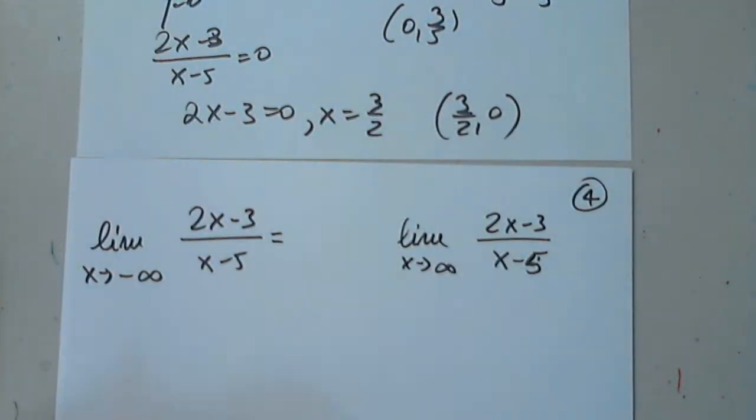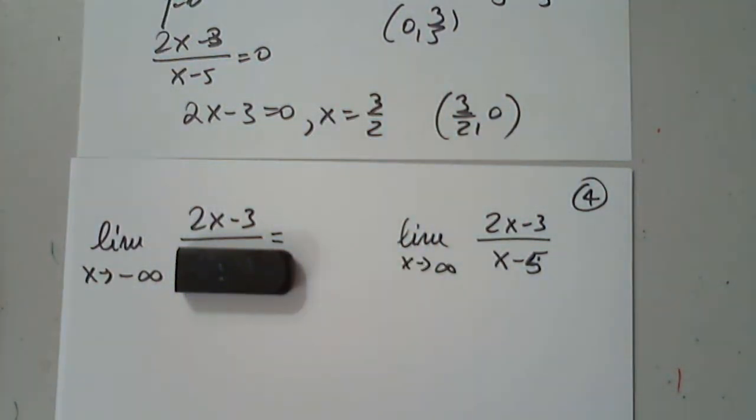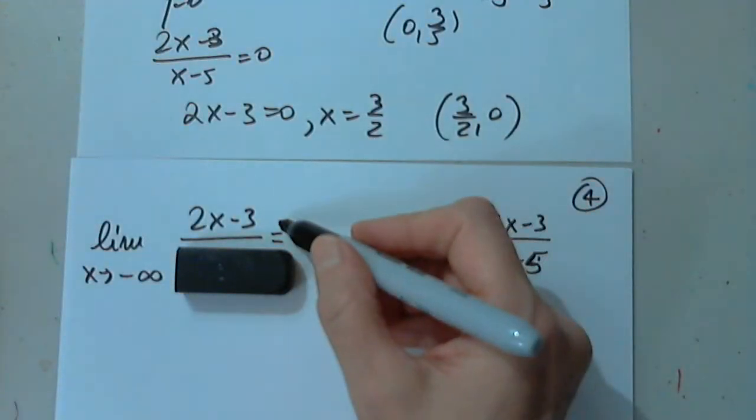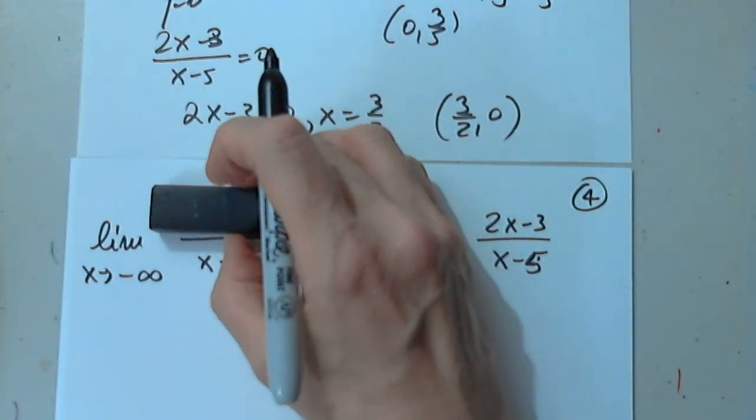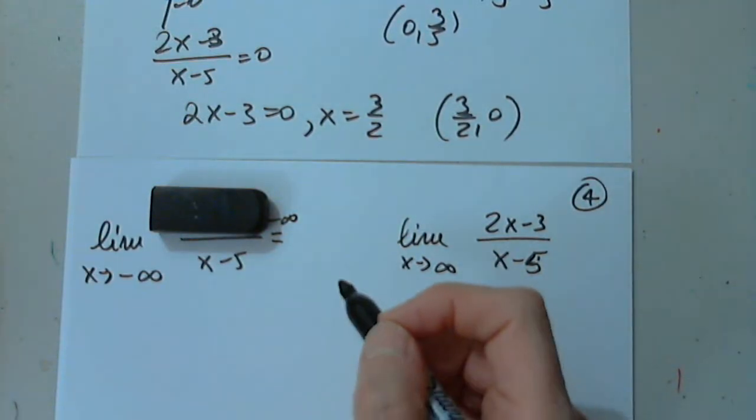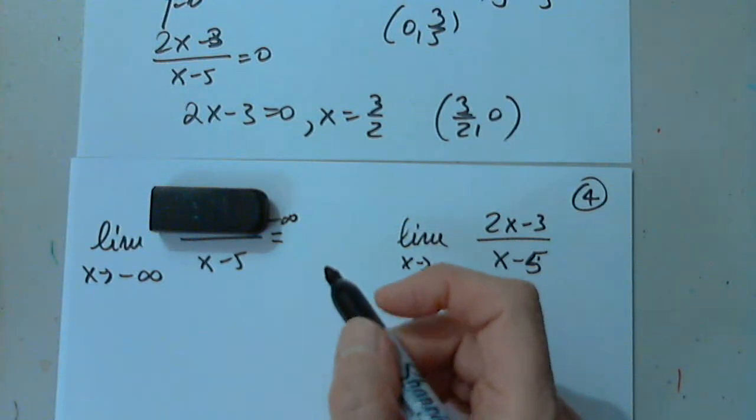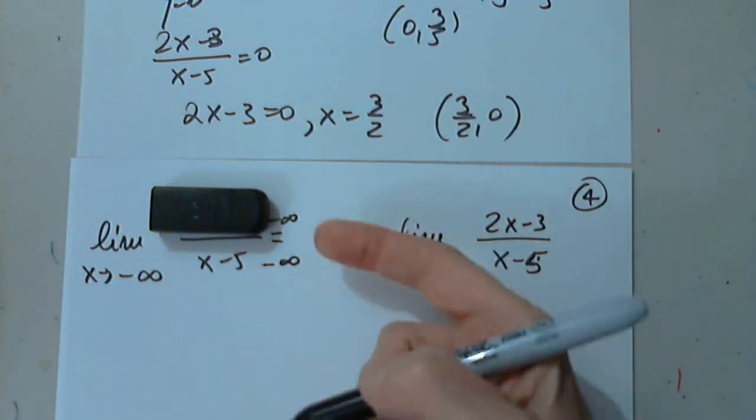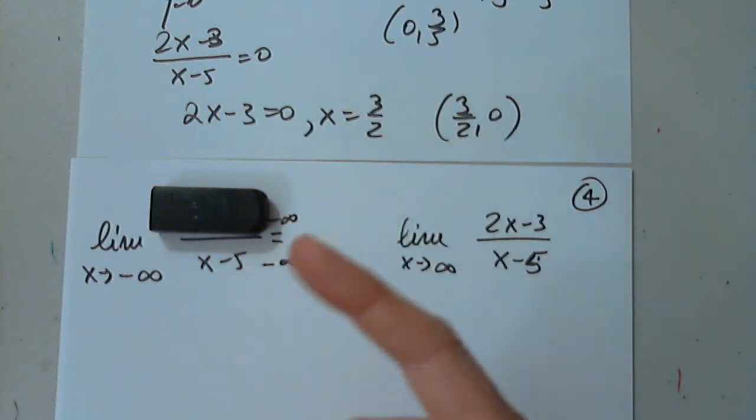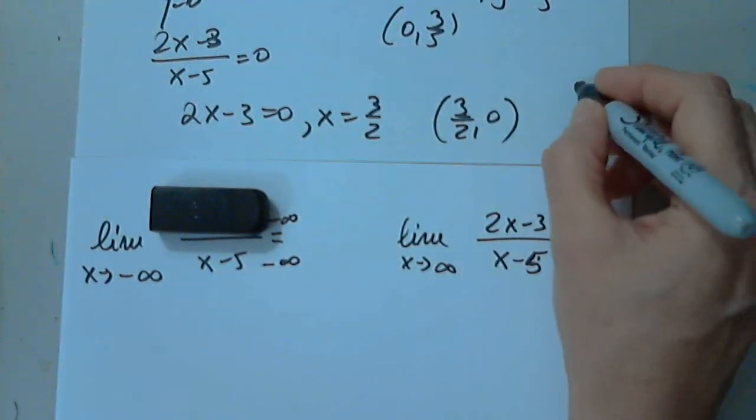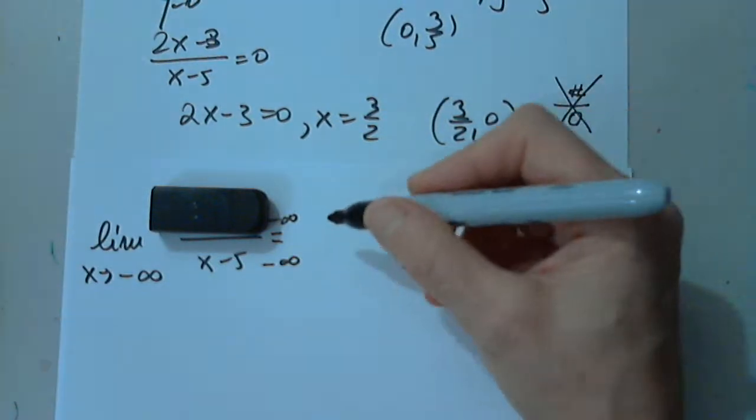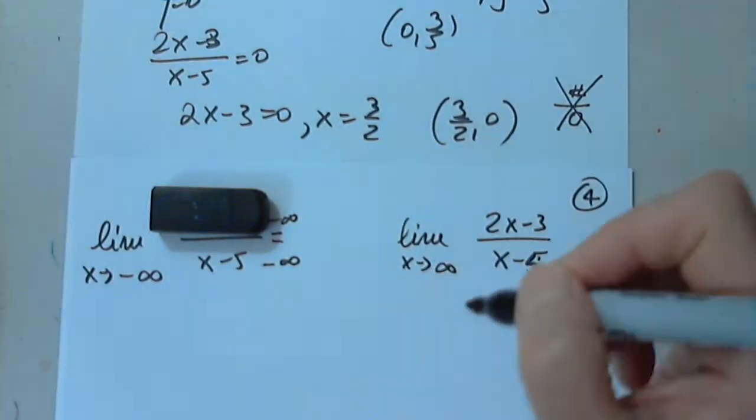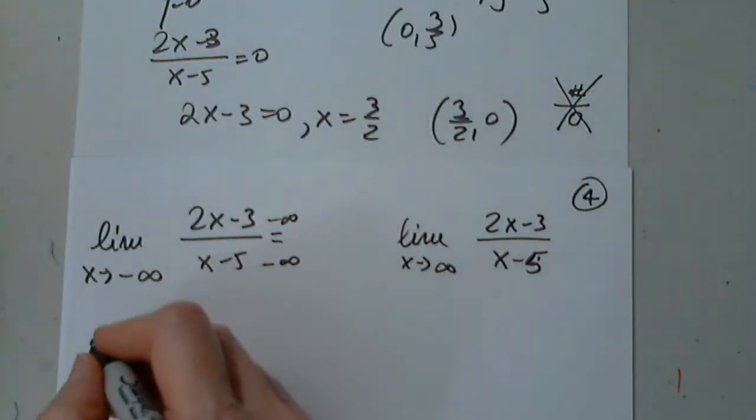Awesome. So where is the numerator going when x approaches negative infinity? Negative infinity. Excellent. Where is the denominator going when x approaches negative infinity? Negative infinity. Good. So there is hope. Remember, there is no hope for a number over 0. There is no hope for this. But infinity over infinity or 0 over 0, there is hope. Okay. What do we do in these cases?